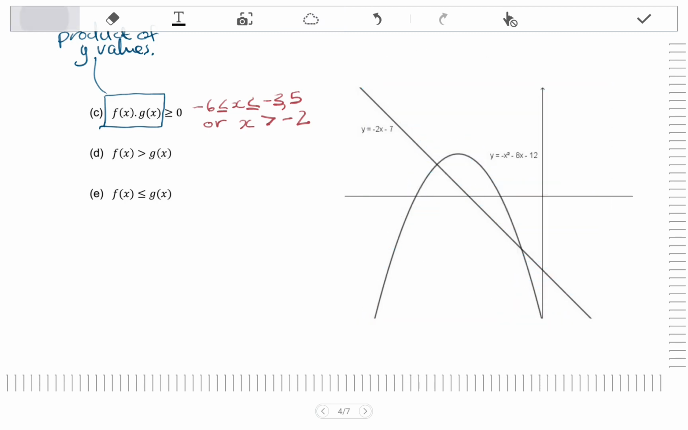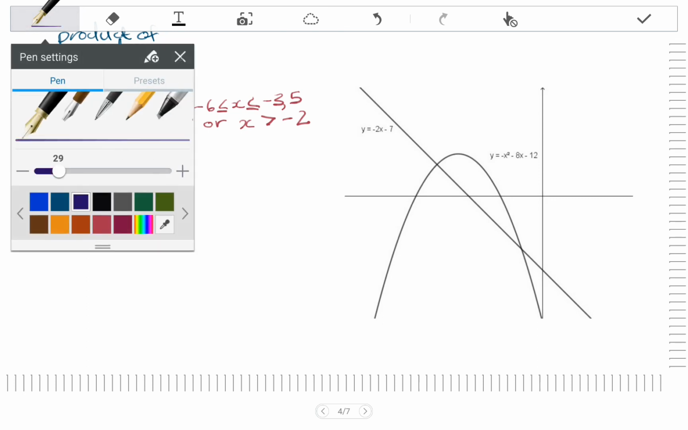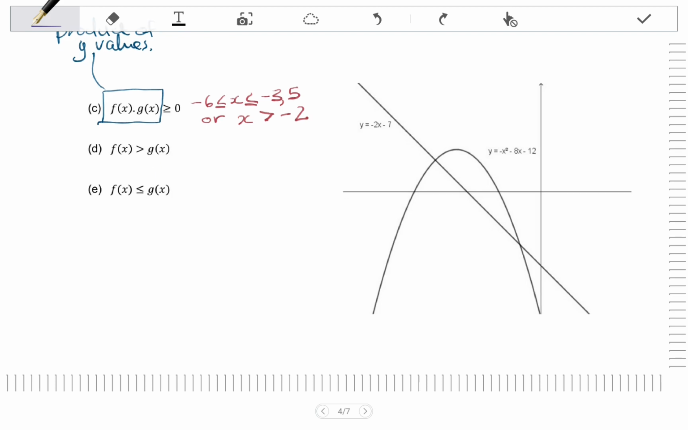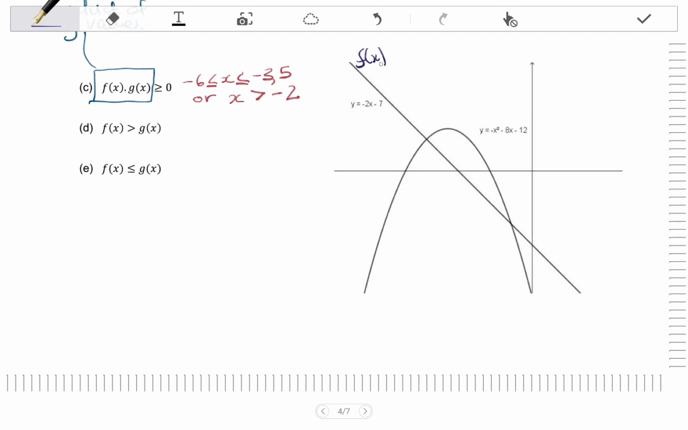So if we look at questions D and E, here we are really comparing the graphs. So f of x is greater than g of x. So this means where are the y values of f greater than the y values of g? In other words, where is f of x above g of x? Remember f of x was the straight line and g of x was the parabola.